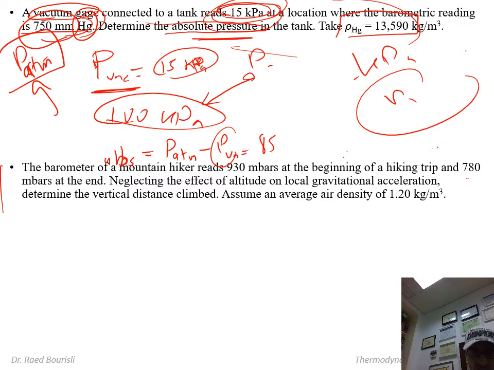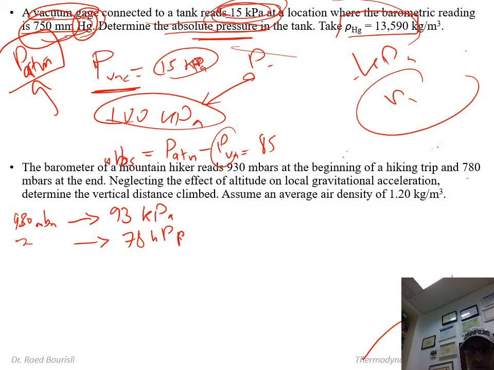So let's do this the easy way. So this is P, pressure, 930 millibar is equal to 0.93 bars. So this is 93 kilopascal. And this 780 becomes 78 kilopascal. So with these, the difference in pressure, the pressure is like we said, this is the ground, and the atmospheric pressure, this barometer measures atmospheric pressure.